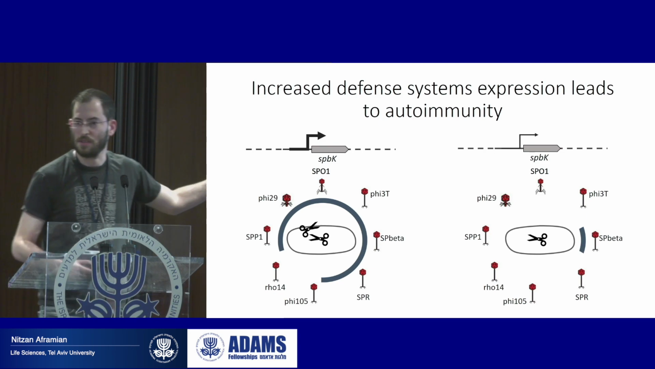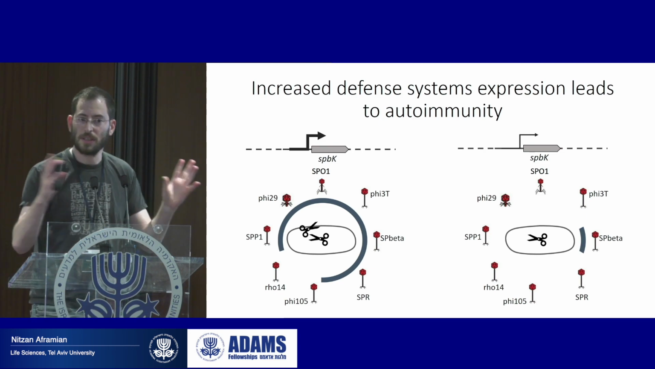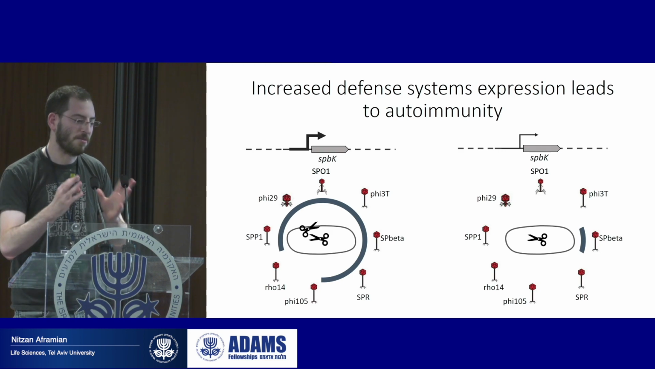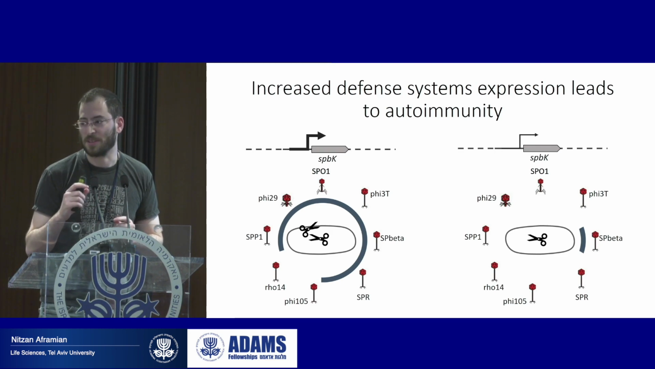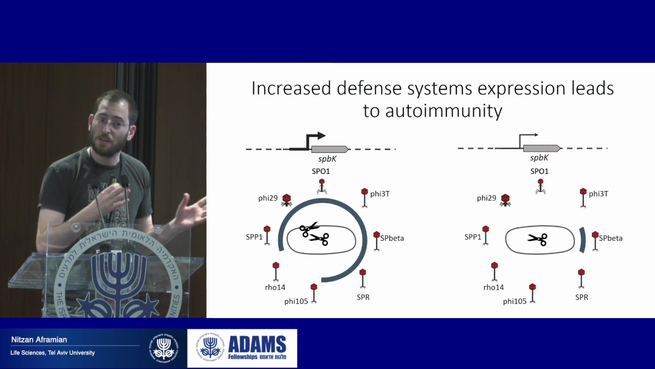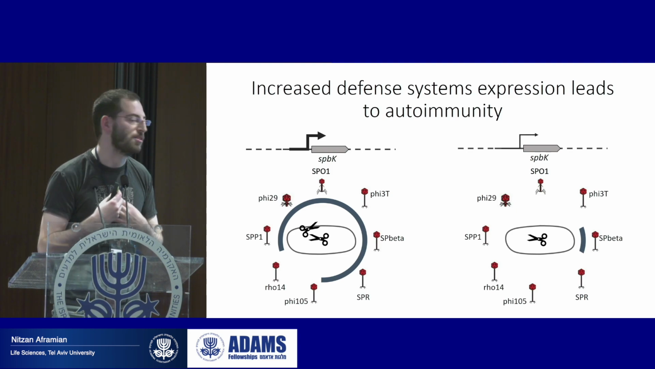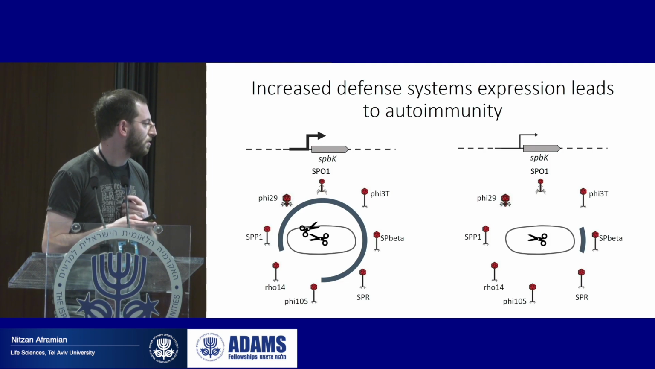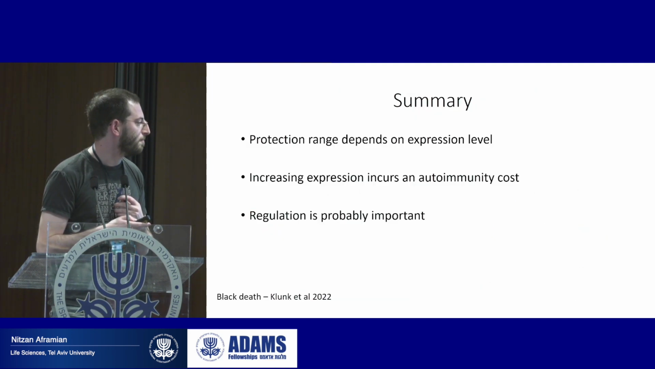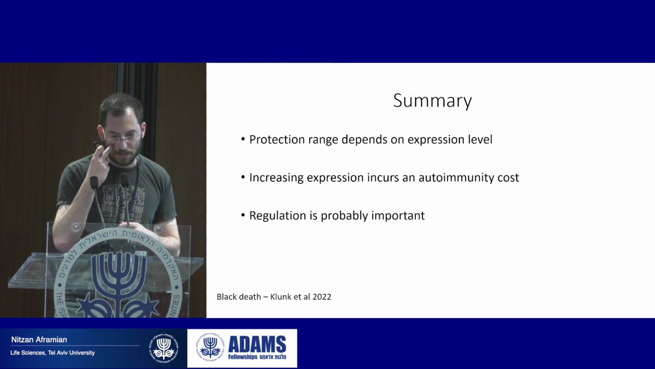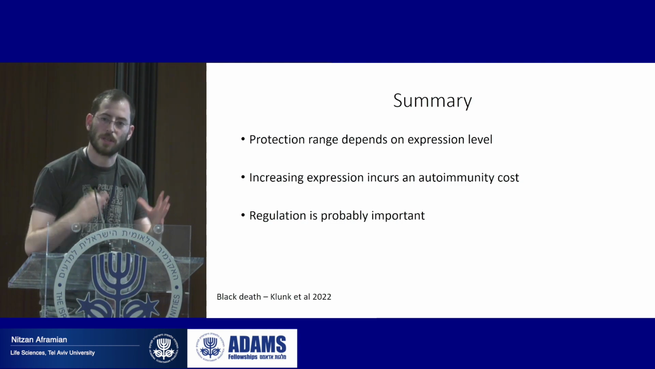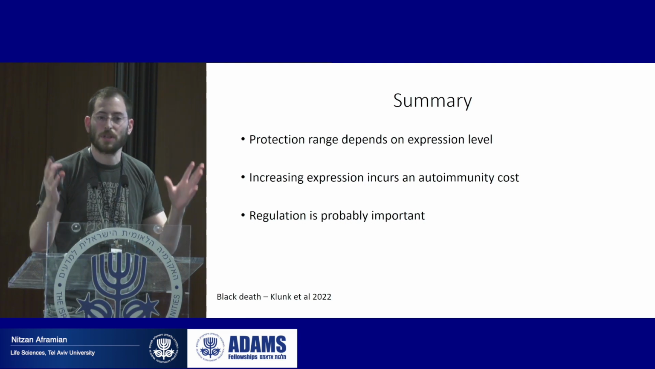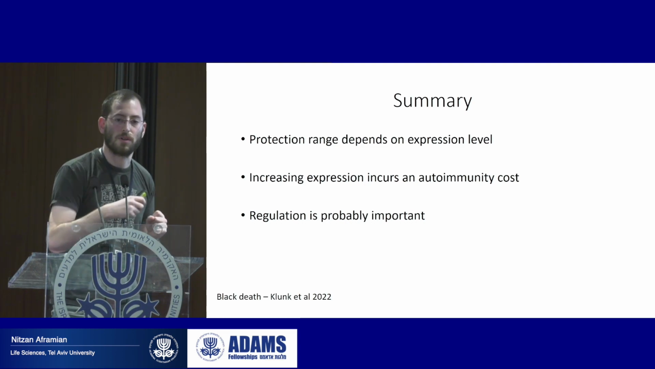When you have a lot of these scissors, then you do get a wider range of protection, but also sometimes you attack yourself by mistake. And this is like an autoimmune disease, like we have in our body. And so, to summarize, increasing the expression of the defense system holds a trade-off. On the one hand, you get a wider protection range. On the other hand, you suffer a cost of autoimmunity.